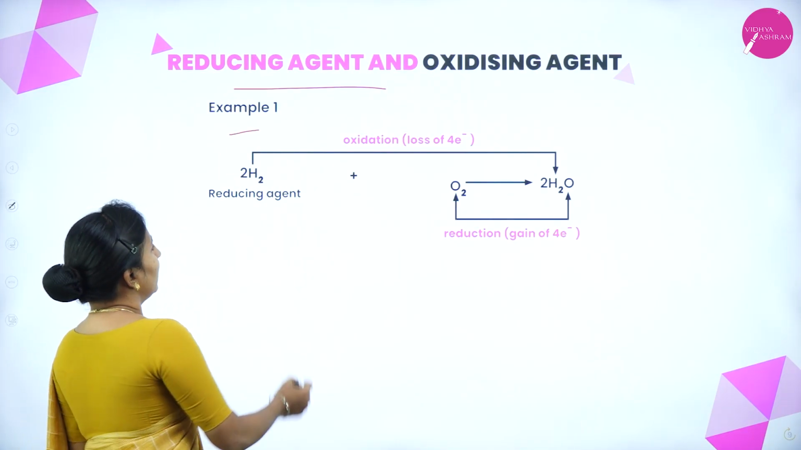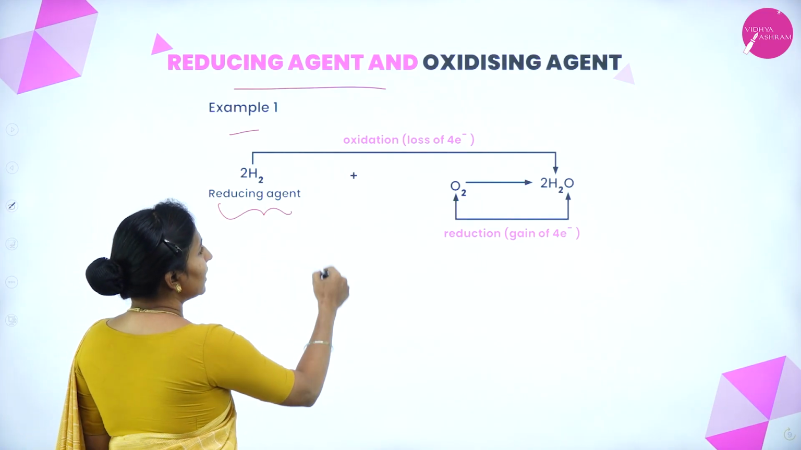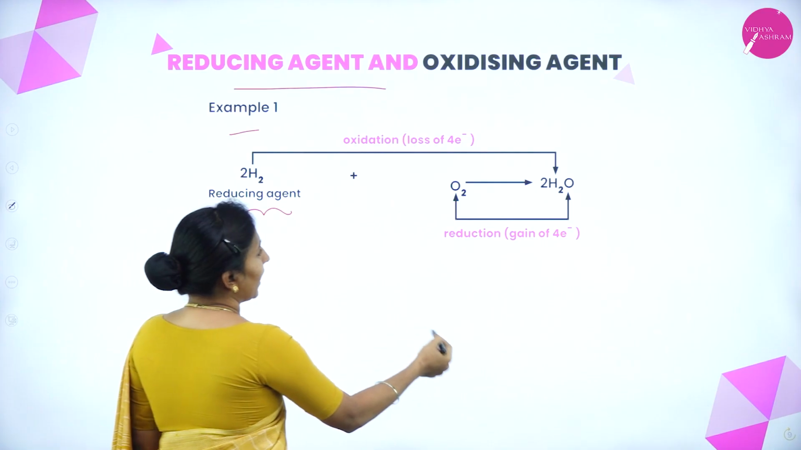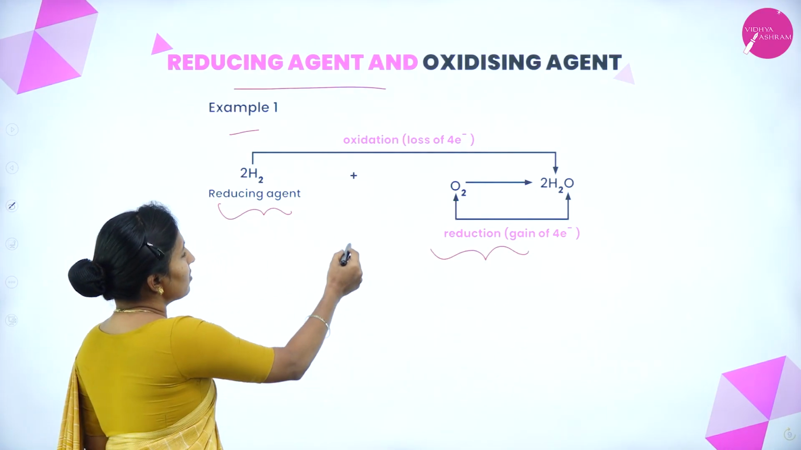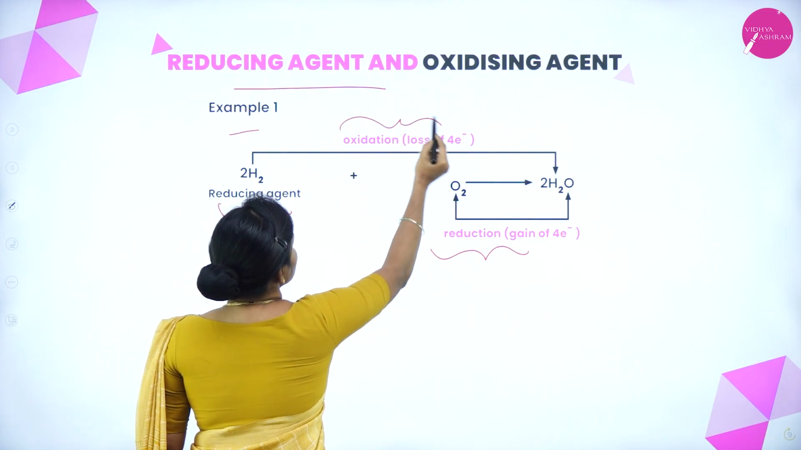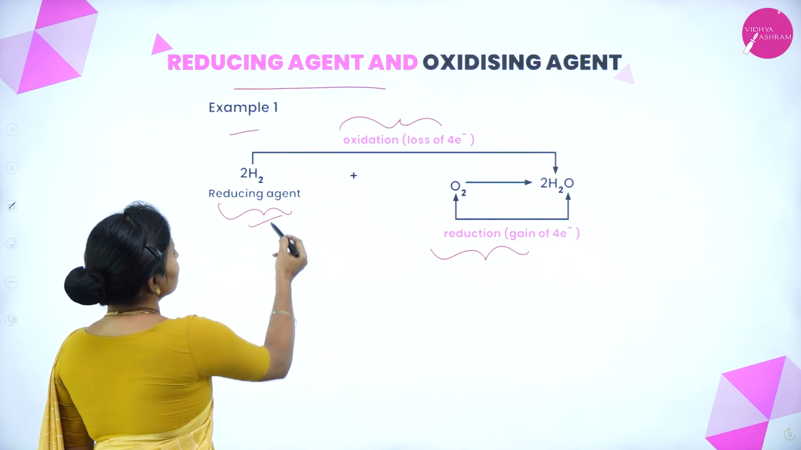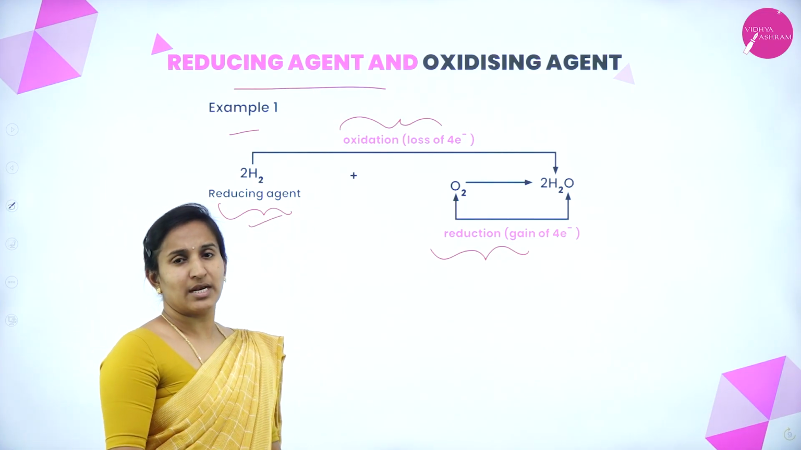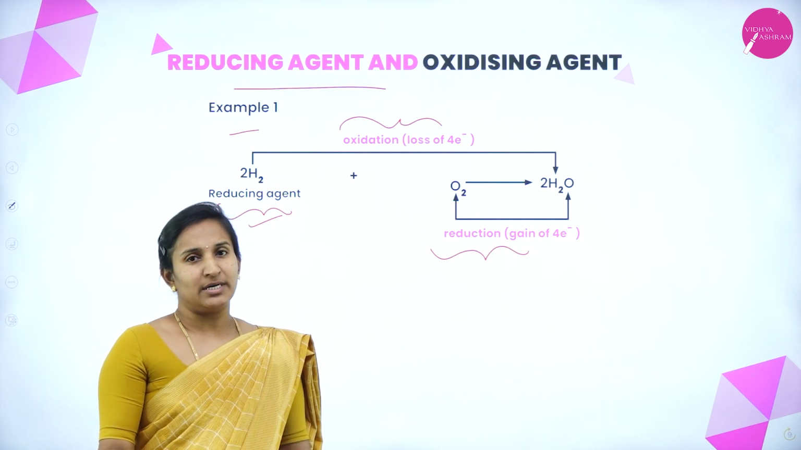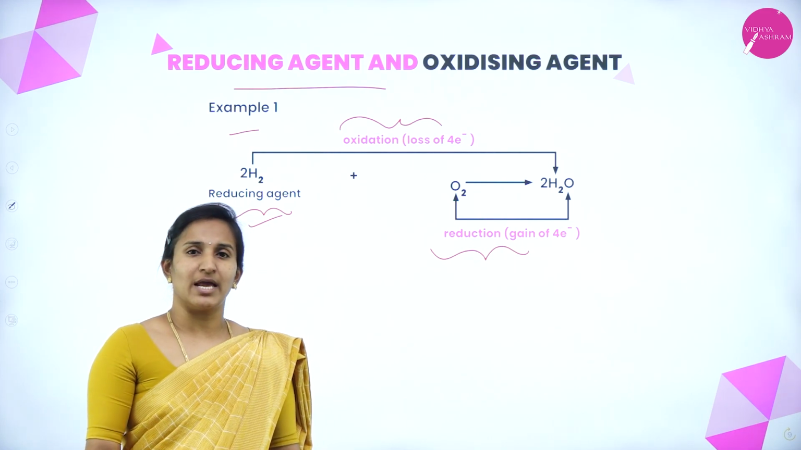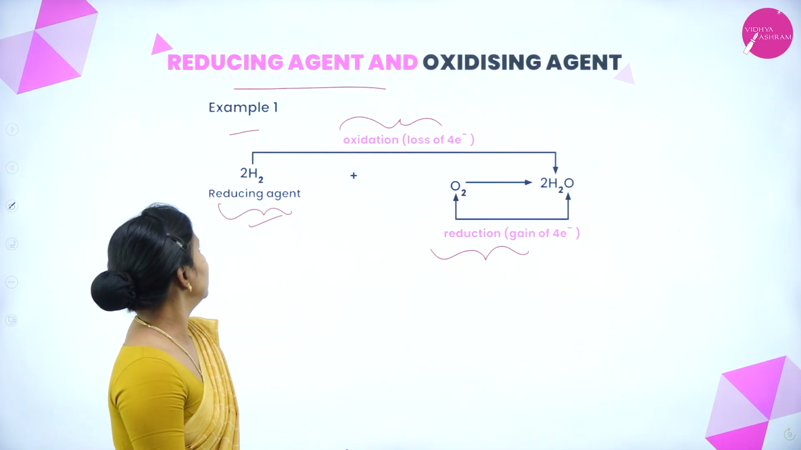Example 1. Here, the hydrogen itself gets reduced and gains 4 electrons. The oxidation is loss of 4 electrons. This is the reducing agent because it itself gets oxidized. Any reducing agent that gets itself oxidized, we call a reducing agent. Any oxidizing agent that itself gets reduced, we call an oxidizing agent.